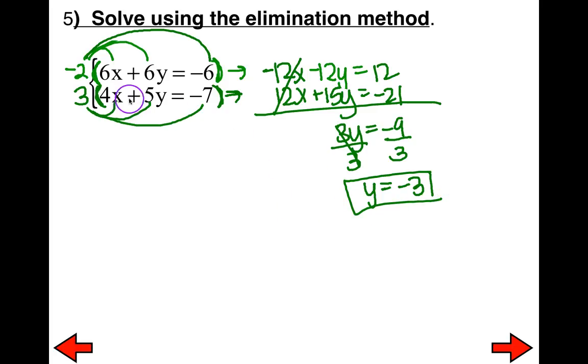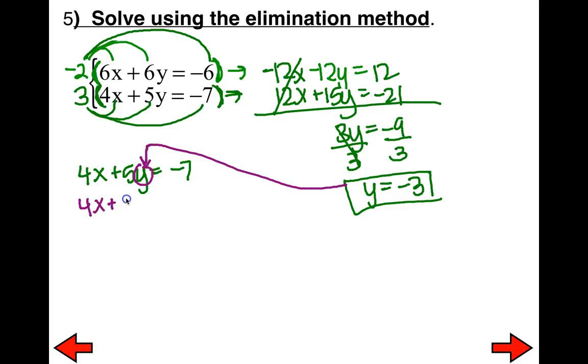Now I'm going to go ahead and plug it into one of the originals. I'm going to go with the second one, 4x plus 5y equals -7. What I'm going to do is go ahead and take this value for y and simply substitute it in only for y. I keep stressing this because sometimes students will plug it in for 5y instead of just y by itself. So here we have 4x plus 5 times a -3 equals -7.